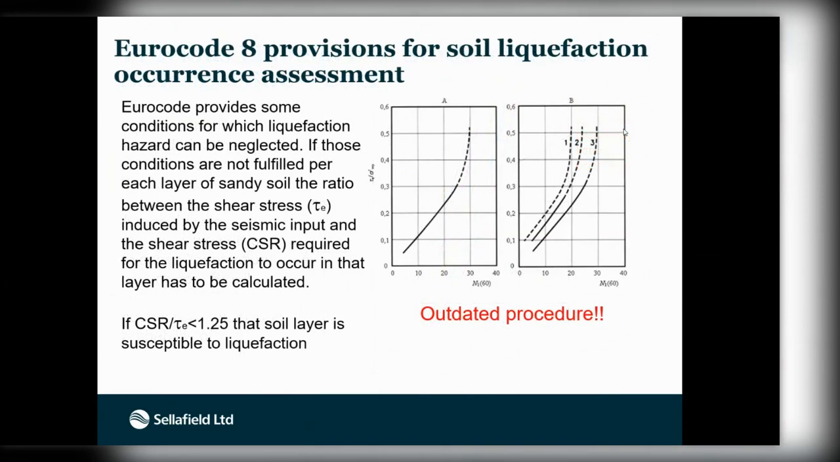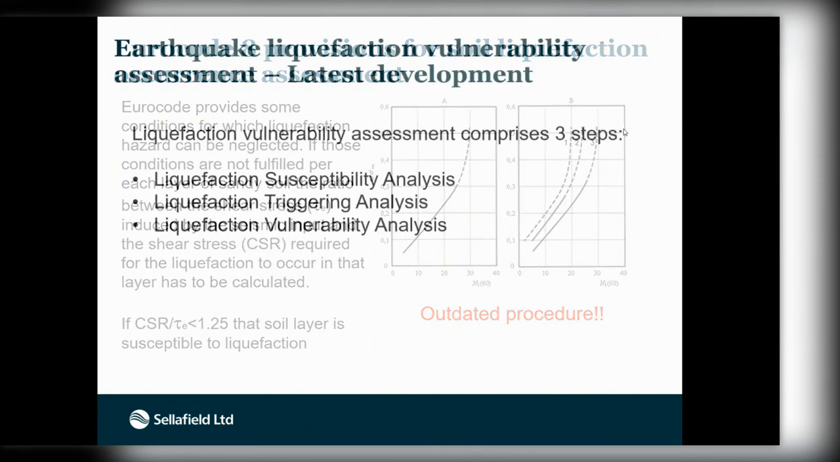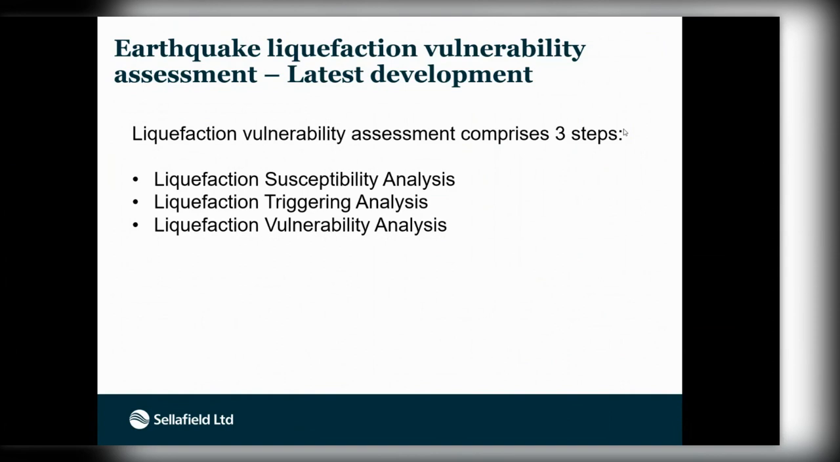So these were the studies available for the Sellafield site until recently. This is why we decided to update those studies, because as you know, in the last few years, lots of research has been carried out on liquefaction. And then we carried out a new assessment. Of course, we didn't follow the provisions of Eurocode 8 because, as you probably know, those provisions are quite outdated. But we have followed what the scientific community does. For the liquefaction vulnerability assessment, the assessment comprises three steps: a susceptibility analysis, a triggering analysis, and finally a vulnerability analysis.